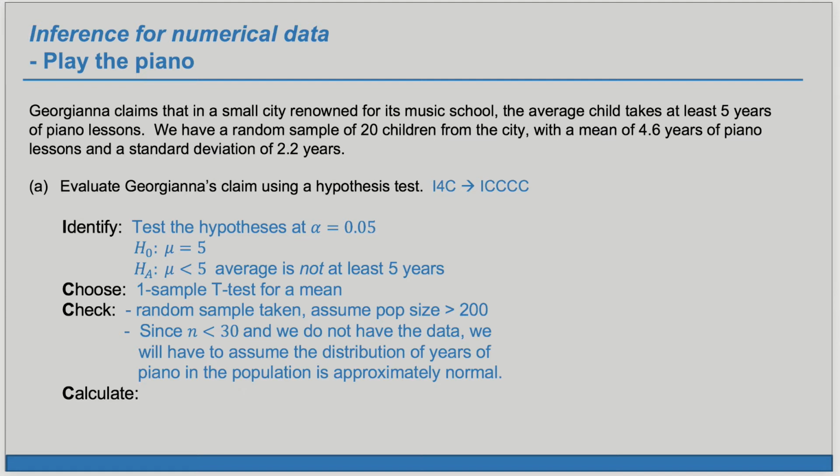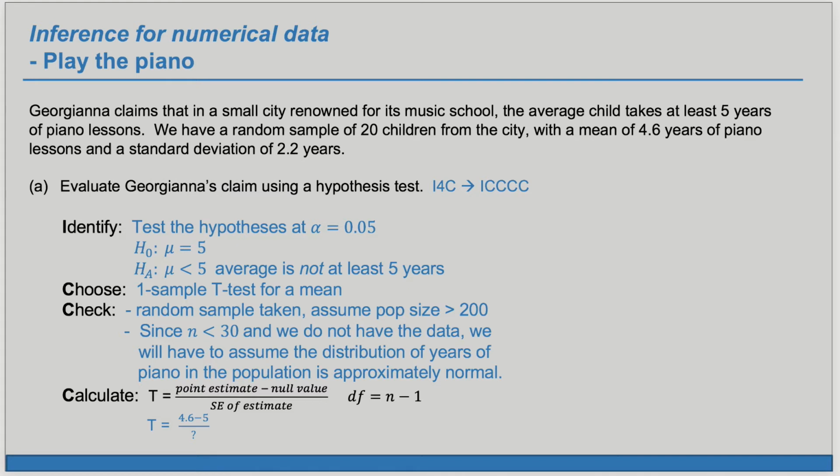Now we're ready to calculate. So we'll want our test statistic, t. That's going to be the point estimate minus the null value over the standard error of the estimate. Here we're hypothesizing about a population mean, mu. And so our point estimate for that is our sample average, x bar, of 4.6. Our null value is what's hypothesized in the null hypothesis. So our null value is 5.